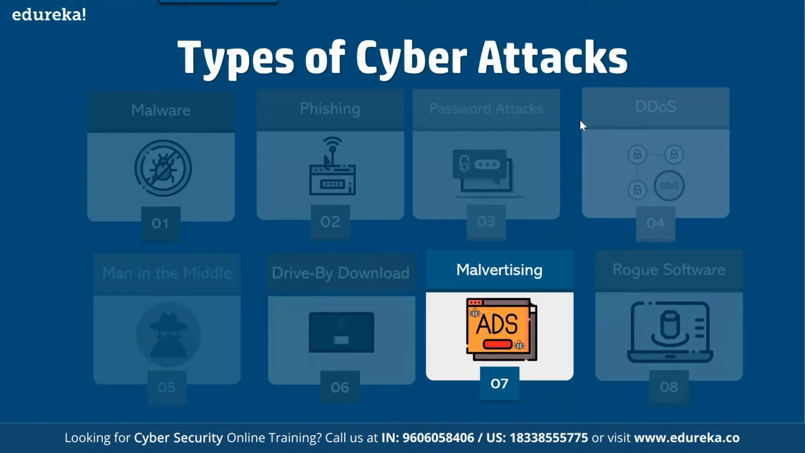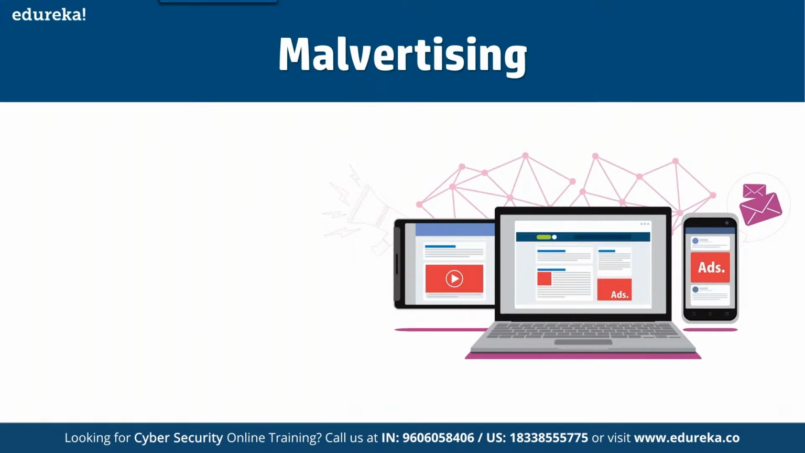Okay, next one that we have is malvertising. As the name suggests, in this case the hacker will try to show you some kind of advertisement, wherein you will see that some kind of offer is there. You have to click on this. Once you click on that, it's going to redirect you to that website, and it's going to propagate that malware into your environment.